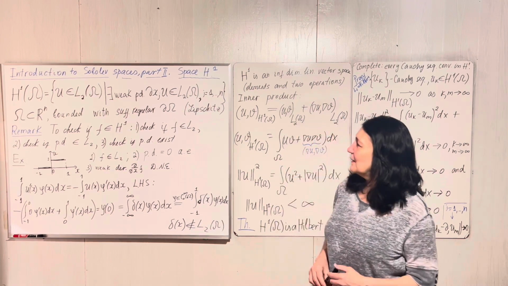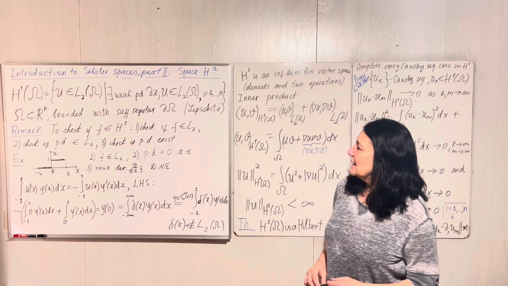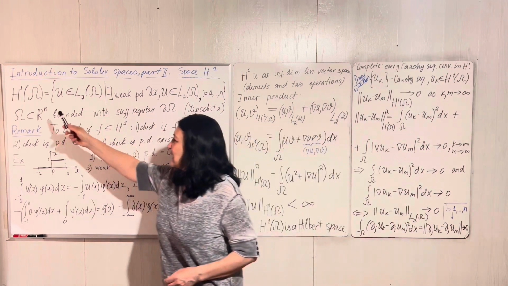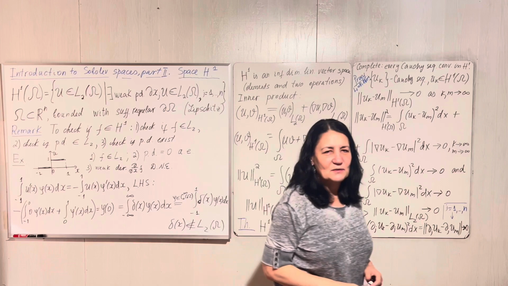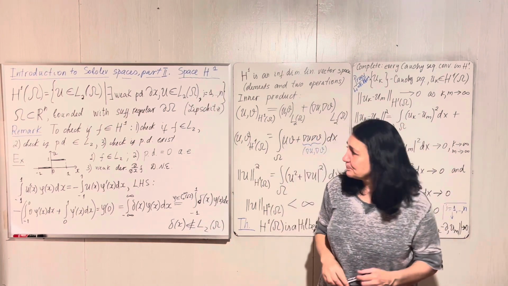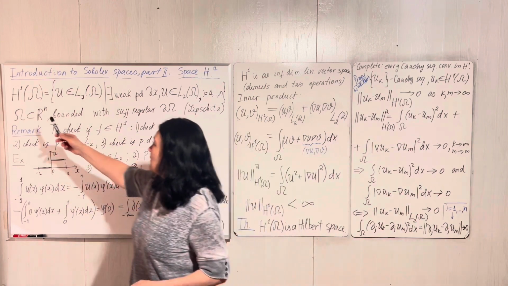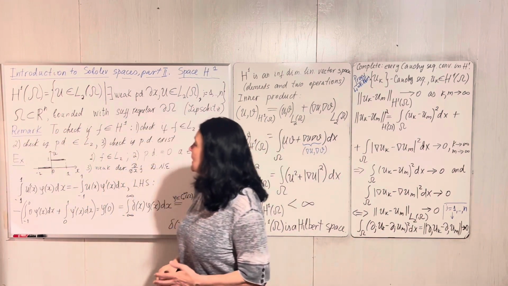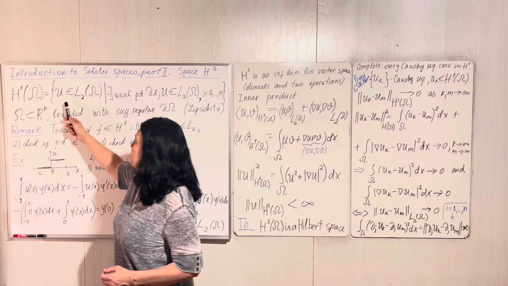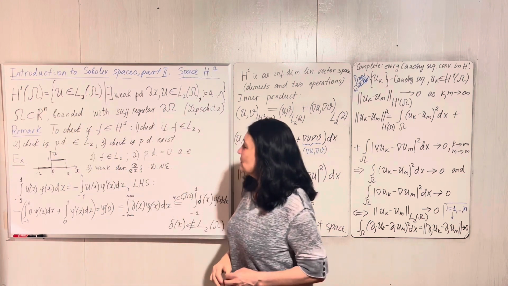Last lecture we mentioned Sobolev spaces, and we mentioned the space H1. Today we will talk about the space H1, or W_2^1, in more detail. And this space H1 is a subspace of L2. So what functions belong to H1?